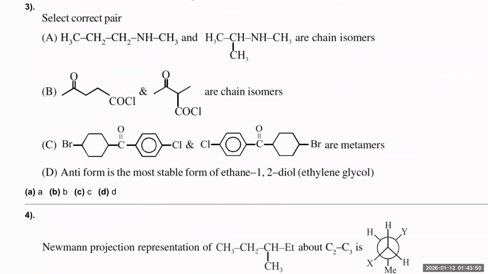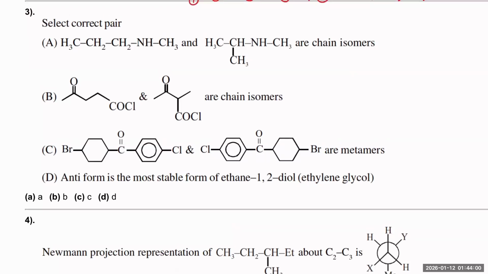Next. Select the following pairs here, A, B, C, D. Sorry, correct pairs we need to select. So first one we have, are these chain isomers or not? Check out 1, 2, 3 carbons. Here we have one, two, three carbons. So this is not a chain isomer, correct? It is simply a positional form.